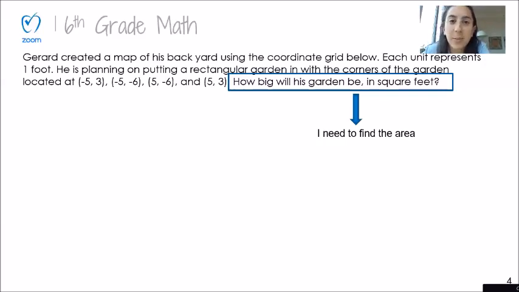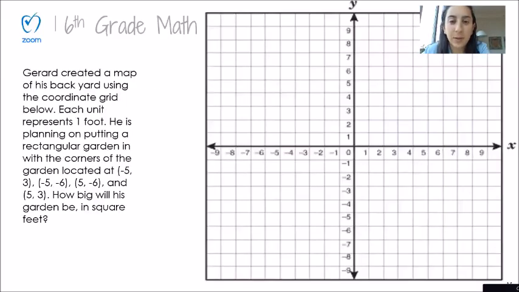Typically in a math classroom, you would be plotting these points on your own on a grid, but given that we're working on the computer, that work is already going to be done for you in your classwork, so all you need to focus on today is solving. We have the same problem here on the left of the screen, and on the right you can see my coordinate grid. The first thing I need to do is plot these points.